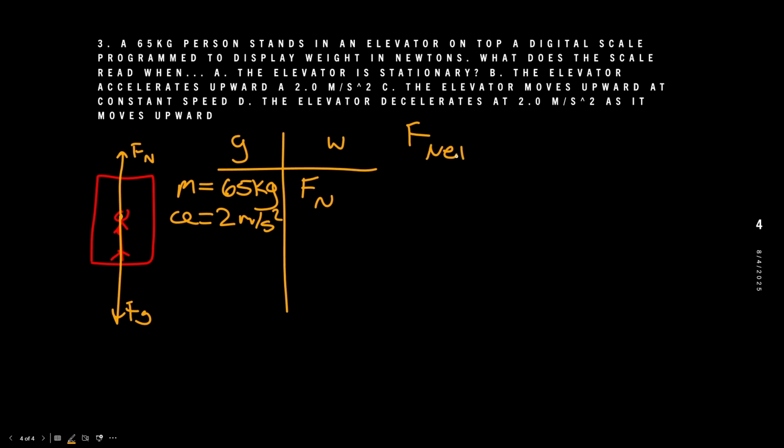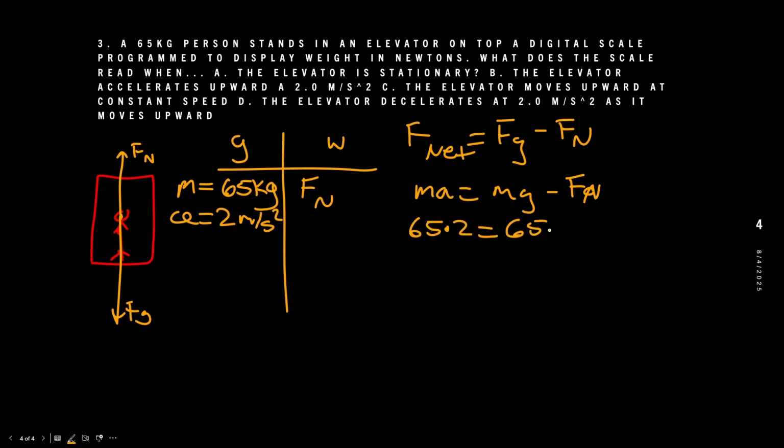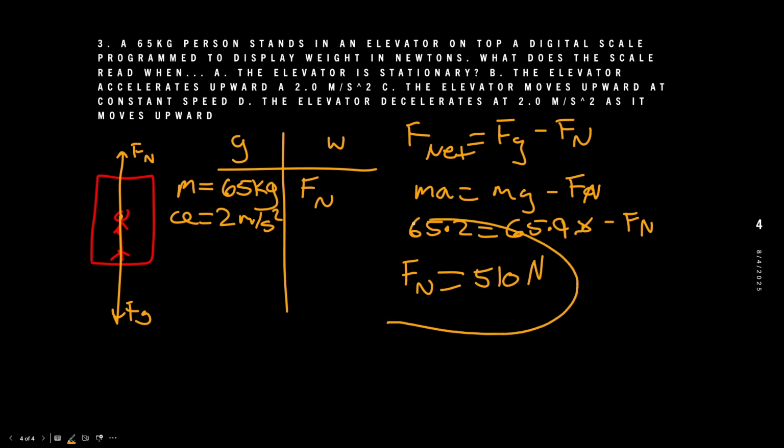Our equation would change now because Fg is greater than Fn. So we would put that on the left side. So Fg minus Fn. We can expand this formula and then plug in our numbers. So 65 times 2 equals 65 times 9.8 minus Fn. Then we get Fn equals 510 newtons.